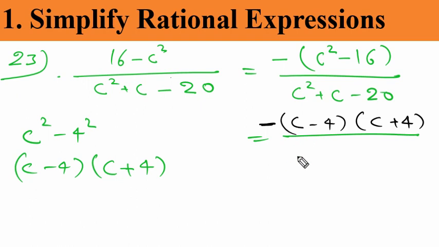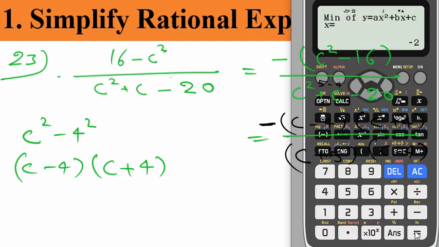Okay, and factor this. So that will be c plus 5, minus 4, right? So c plus 5, c minus 4. If you don't know this method, I'm not going to discuss that in this video. So let's just use the calculator to show you what I have done. A is 1, B is 1, C is negative 20. Right? This is your quadratic equation.